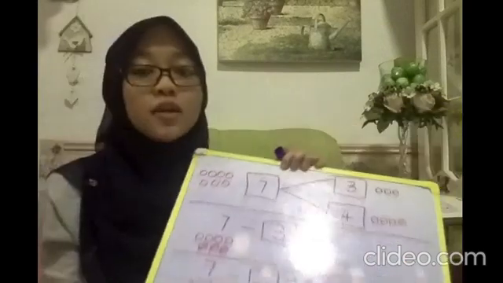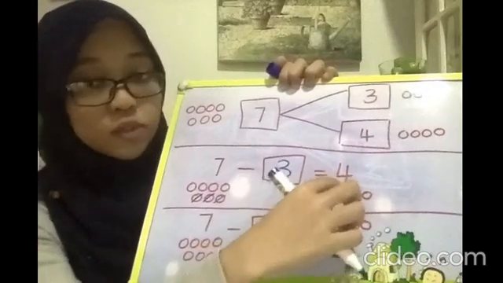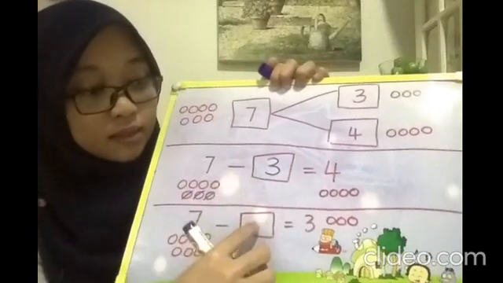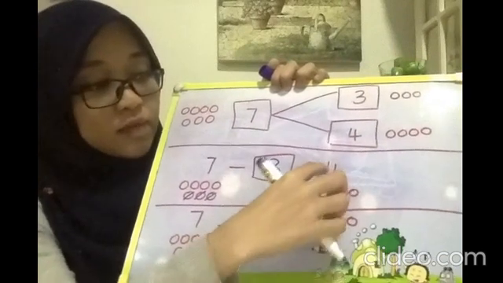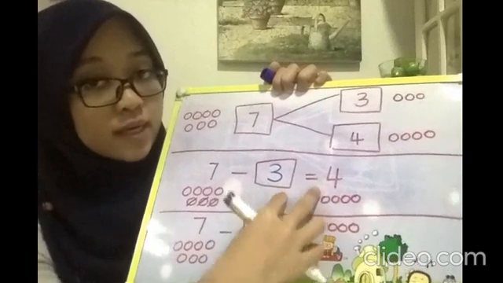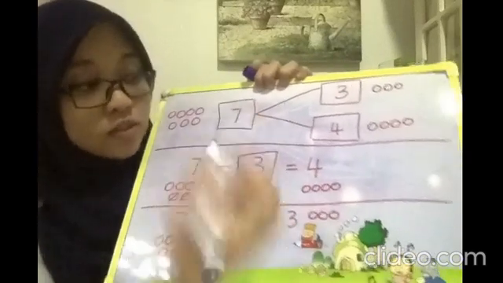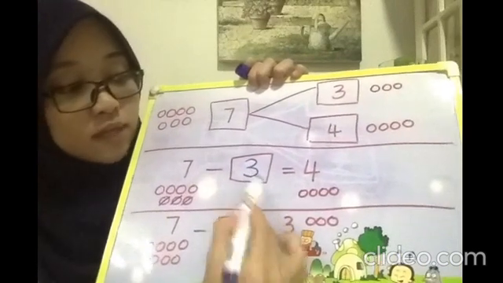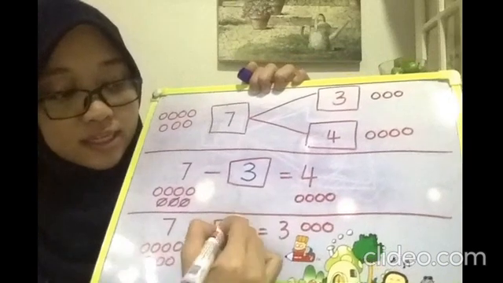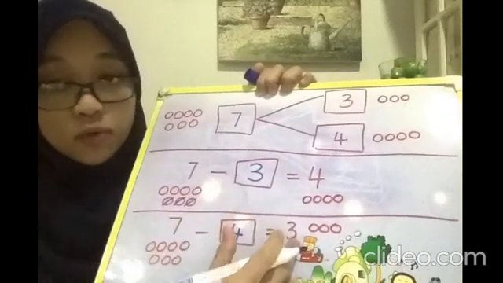Okay, now let's have a look down here. So 7 minus 3 equals 4. Now 7, ting, 3, empty, 4 and 3. So it means from 3 and 4 we turn and switch. When they turn and switch, 3 goes here, and 4 goes here. So 7 minus 4 equals 3.